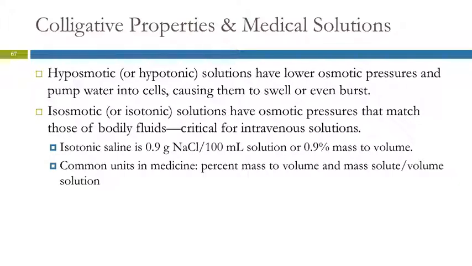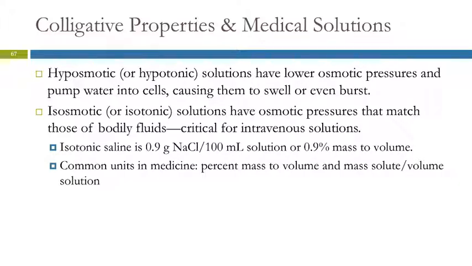When they give you an IV, they use isotonic saline. It's 0.9 grams sodium chloride per 100 milliliters of solution, or a 0.9% mass to volume. So we've talked about mass percent, we've talked about volume percent. This is a mass of solute per volume of solution. Did it just click for you?